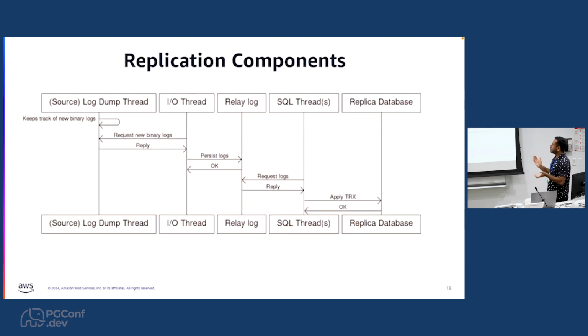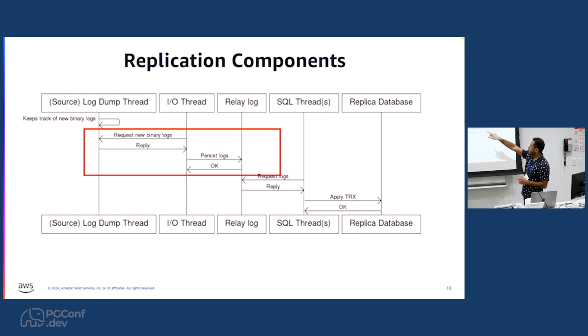So this is the same information, but in a sequence diagram. On the left-hand side, we have the source log dump thread. Then we have the IO thread on the replica, and then the SQL thread on the replica. All the source log dump thread is doing is keeping track of what the new binary logs on the source are. Then we have this loop that's started by the IO thread. I call it a read loop. What the IO thread is doing is talking to the source, getting the new binary logs, and persisting them locally in the relay log, doing this in a loop as long as the replication is going on.